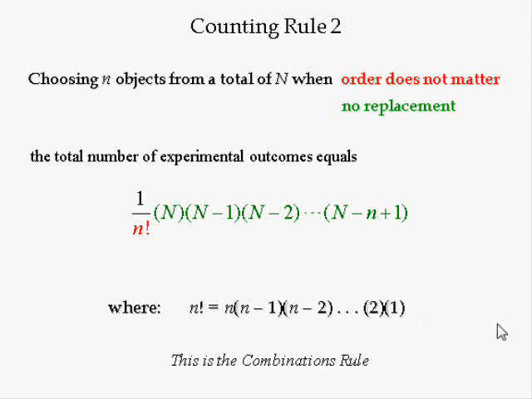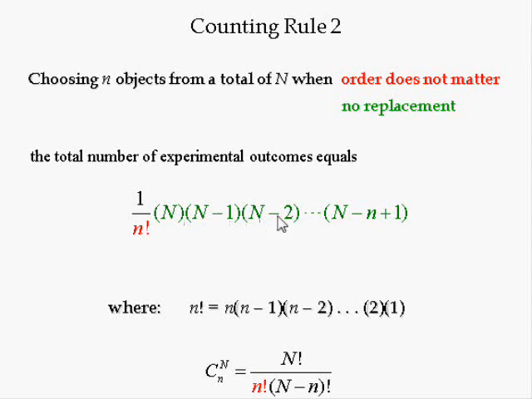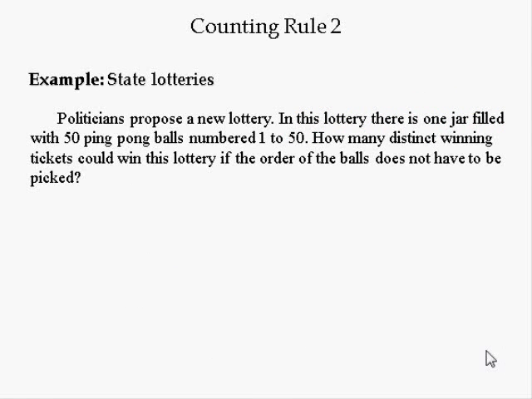This is just a combinations rule. N factorial divided by N minus n factorial is this green expression. And then the n factorial here corresponds to this n factorial there. In this state lottery example, there is just one jar filled with 50 ping pong balls, each numbered 1 to 50. How many distinct lottery tickets could win this lottery if the order of the balls does not have to be picked?